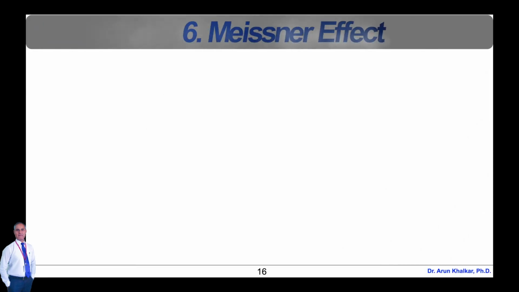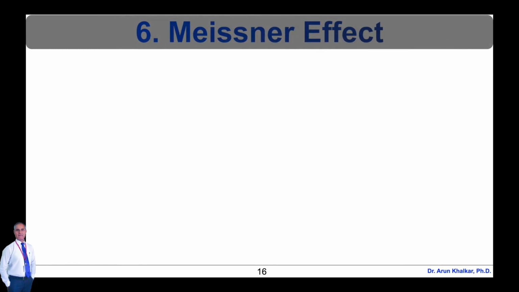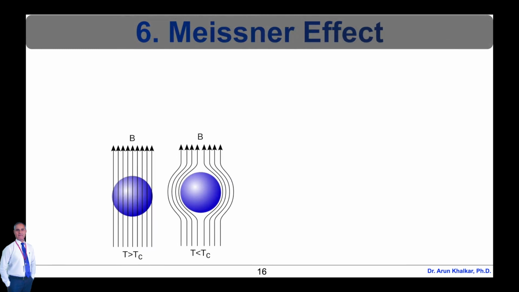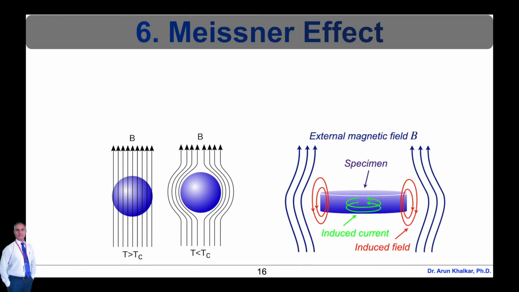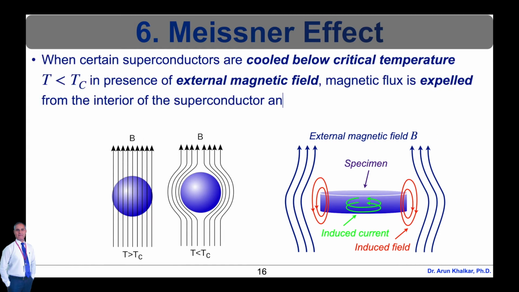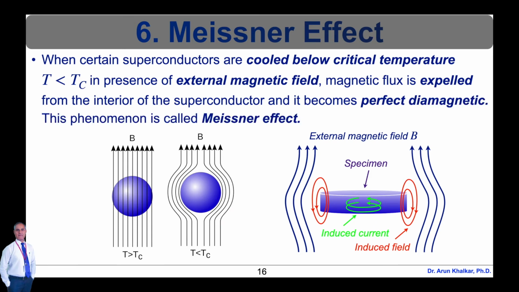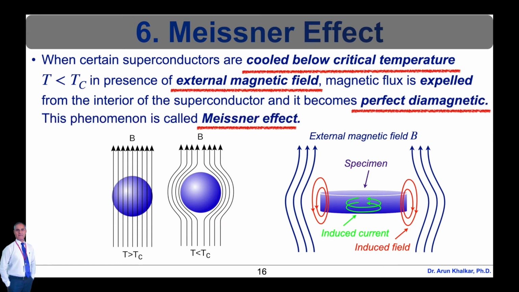Now let's see the next important property of superconductor material, which is Meissner's effect. When certain superconductors are cooled below critical temperature, T less than Tc, in the presence of an external magnetic field, magnetic flux is expelled from the interior of the superconductor and it becomes perfectly diamagnetic. This phenomenon is called Meissner's effect. When a material drops below its superconducting critical temperature, magnetic fields within the material are expelled via the Meissner effect.